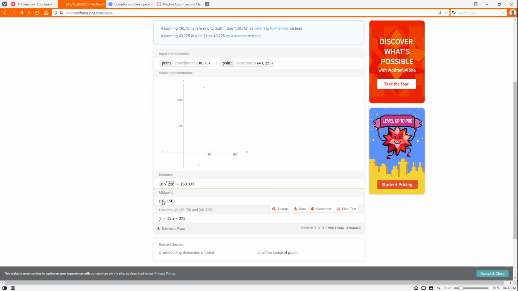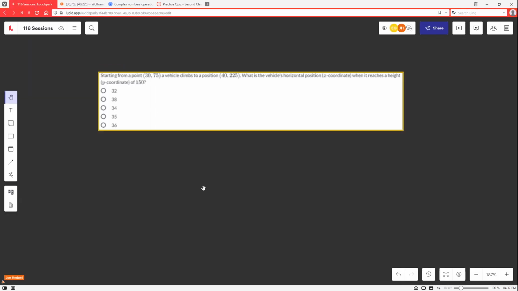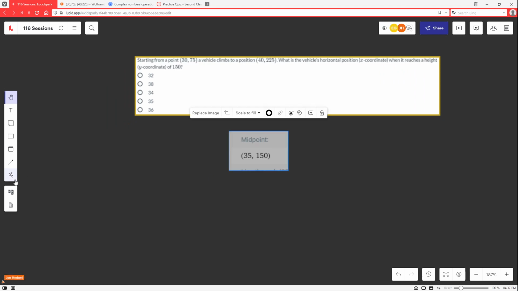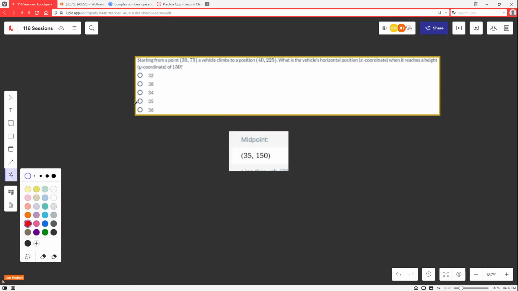Alternatively, if the position we're looking for wasn't the midpoint, and therefore it didn't tell us, we could just take this equation, rearrange for x, and then stick in whatever our y was, and it tells us the x. But as it stands, we can just do this, and see that it is 35.